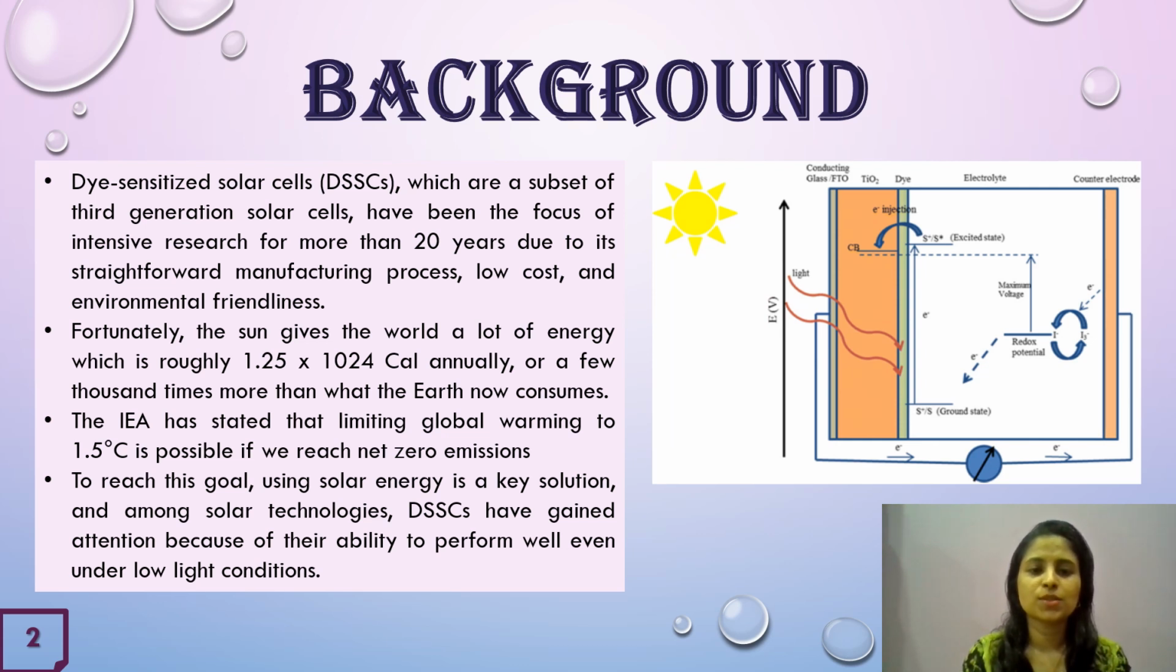Fortunately, the sun gives the world a lot of energy, which is roughly 1.25 times 10 to the power of 24 cal annually, or a few thousand times more than what the Earth now consumes. Hence, the IEA has stated that limiting global warming to 1.5 degrees Celsius is possible if we reach net zero emissions. So, to reach this goal, using solar energy is a key solution, and among solar technologies, DSSCs have gained attention because of their ability to perform well even under low light conditions.